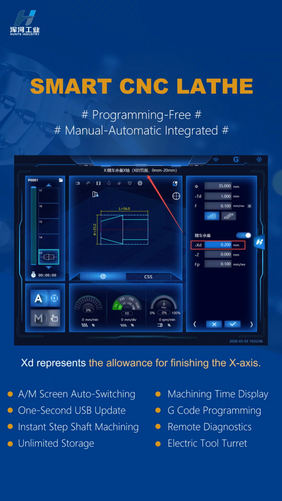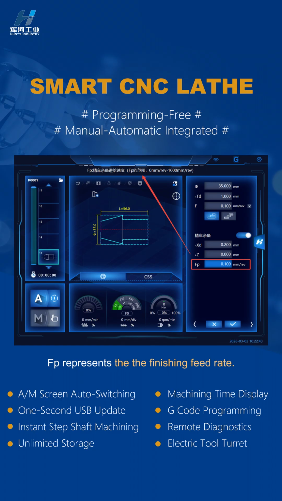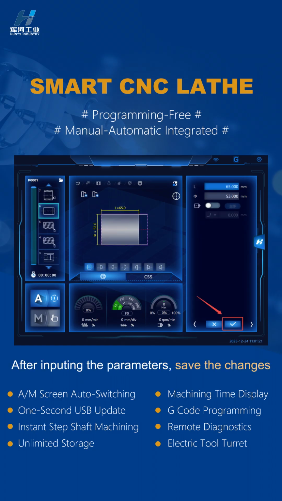XD represents the allowance for finishing the x-axis. Z represents the allowance for finishing the z-axis. FP represents the finishing feed rate. After inputting the parameters, save the changes.